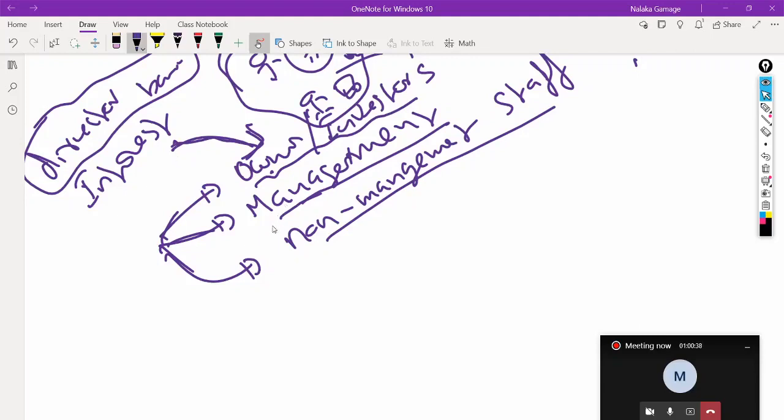Then we have the management and the non-management staff, which we will revisit later. Remember, you have project management, entrepreneurship, fundamentals of management, and e-business. So understand these things at this level very clearly. We will revisit these two categories later.